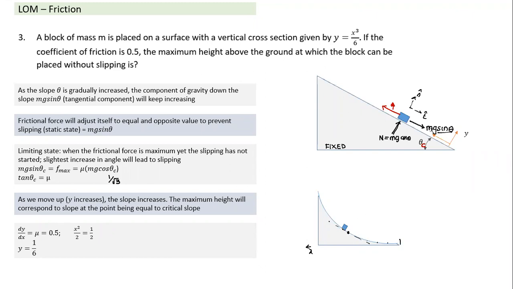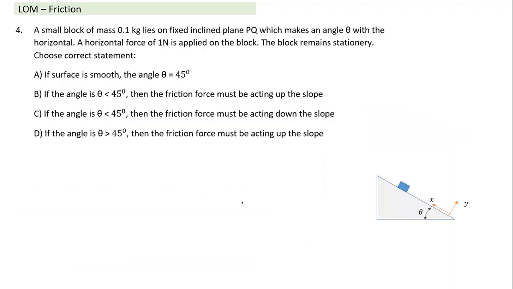So dy by dx at this point has to be equal to mu. That's how we equate. dy by dx is equal to x square by 2, which has to equal 1 by 2. We find the value of x and hence we can find the value of y. So this was a question from last year and fairly simple to solve.